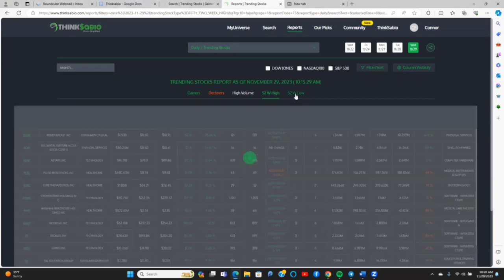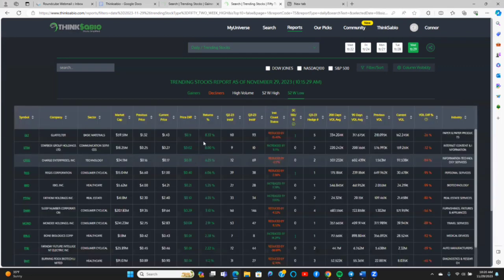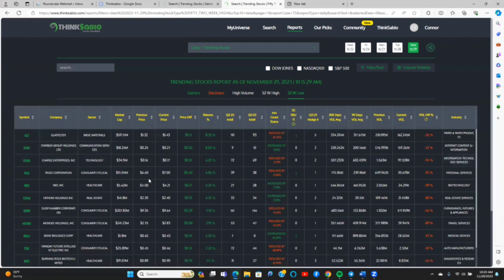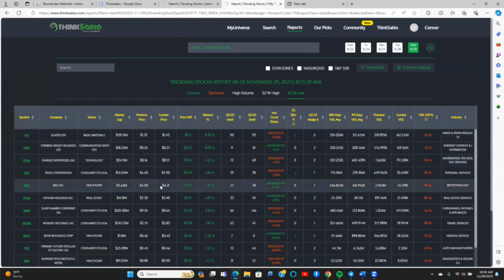And 52-week low is the contrast of that. It shows the stocks that are having the biggest decrease over the last 52 weeks, having the lowest price over the last 52 weeks or so. So basically, the previous price and the current price.